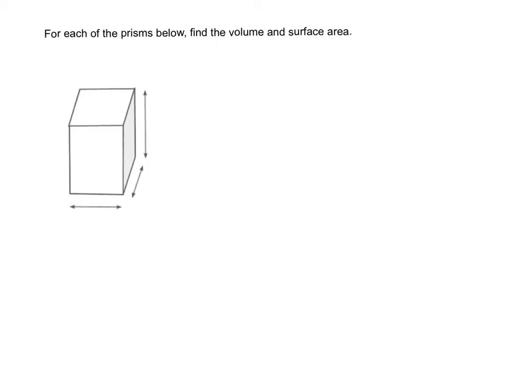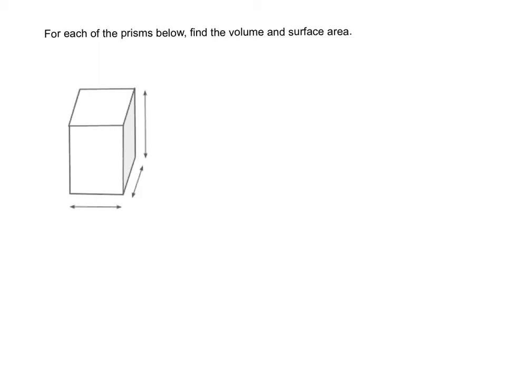So again, in this problem, we're going to try and find the volume and surface area. In this case, it'll be a rectangular prism. We're going to do the volume on this slide, and then we'll take a look at the surface area on the next slide. A rectangular prism is kind of unique in that it has 3 pairs of congruent parallel sides.